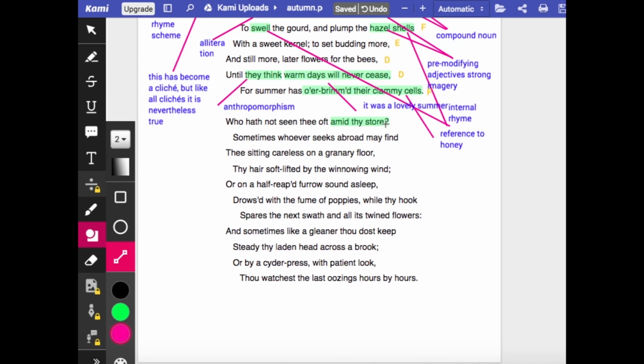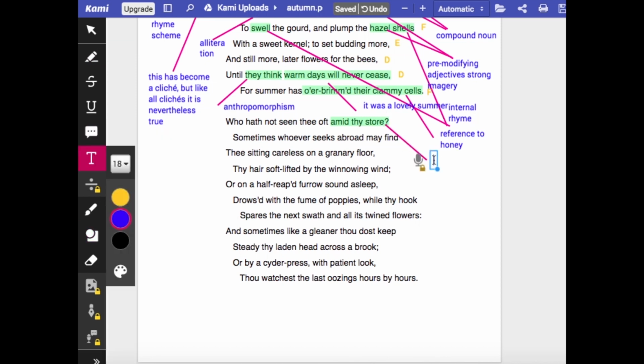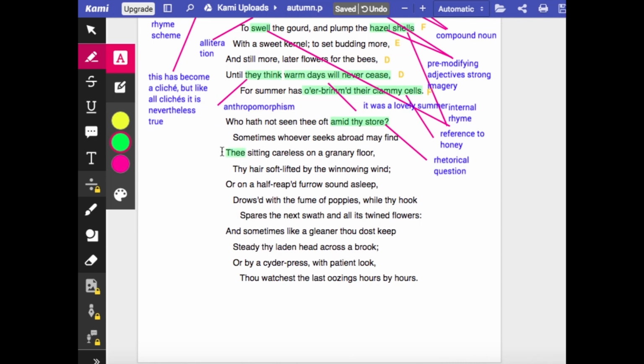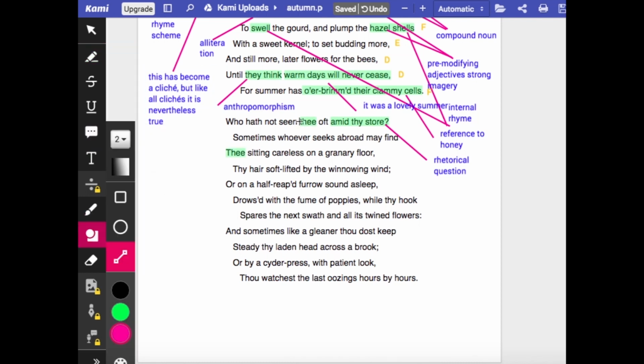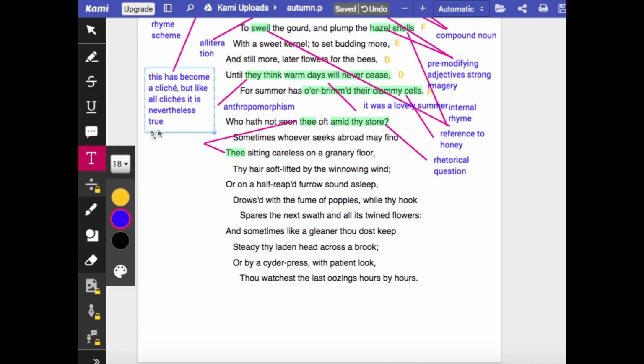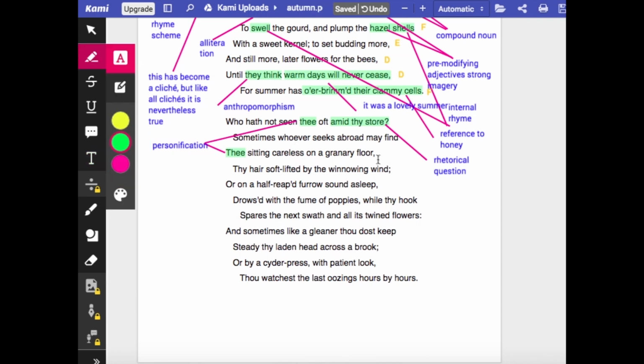Who hath not seen thee oft amid thy store? So he's just asking who has not been aware of autumn. Again, that sense of personification from bosom friend to thee oft amid thy store. And this is a reference to the amount of fruitfulness at this time of year. And he knows that everyone has seen autumn at its best. Sometimes whoever seeks abroad may find thee sitting careless on a granary floor.